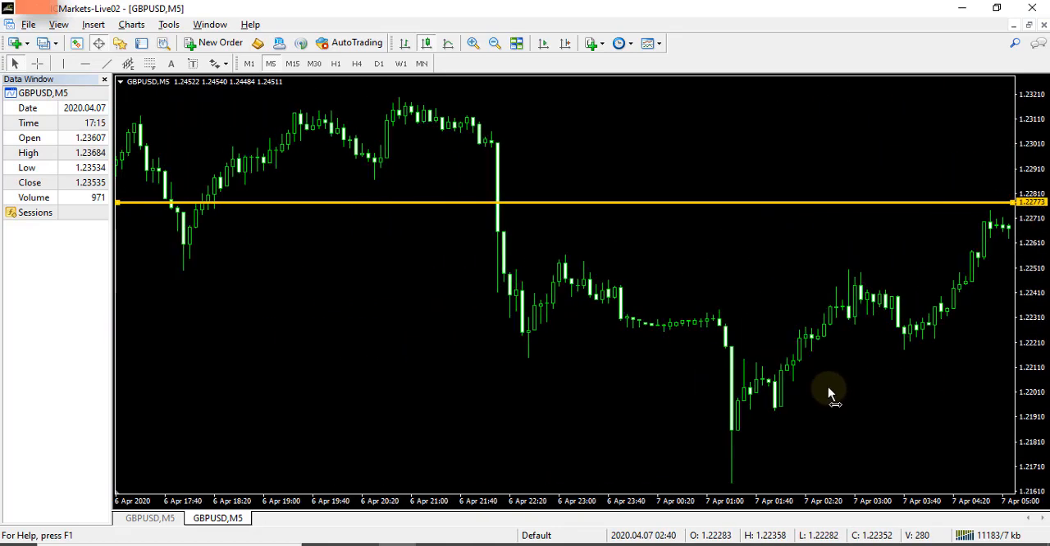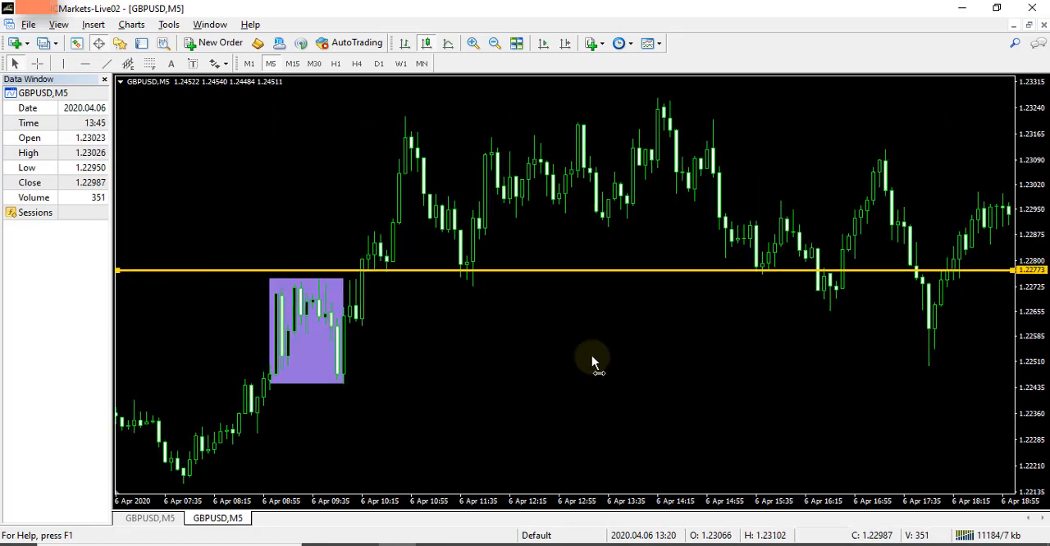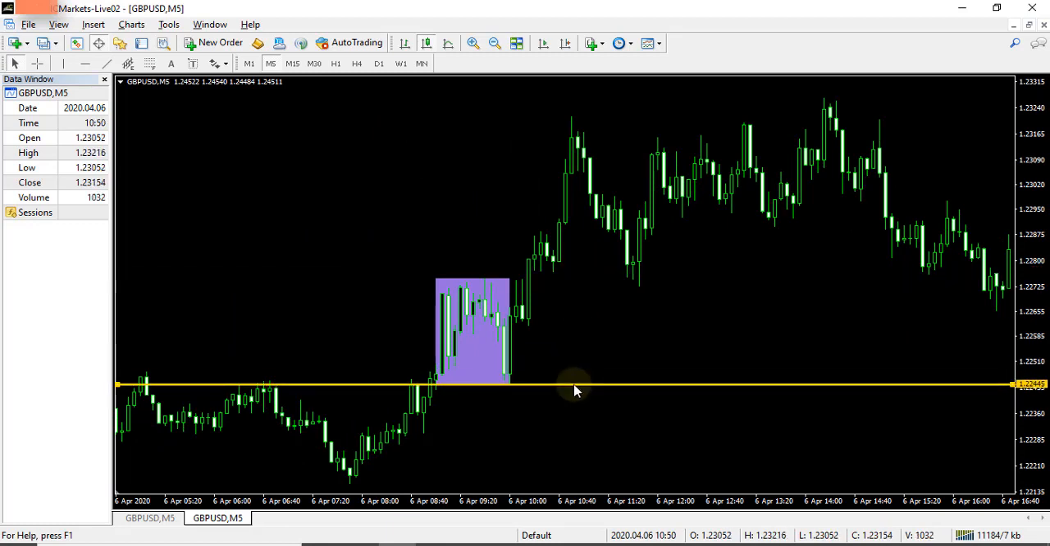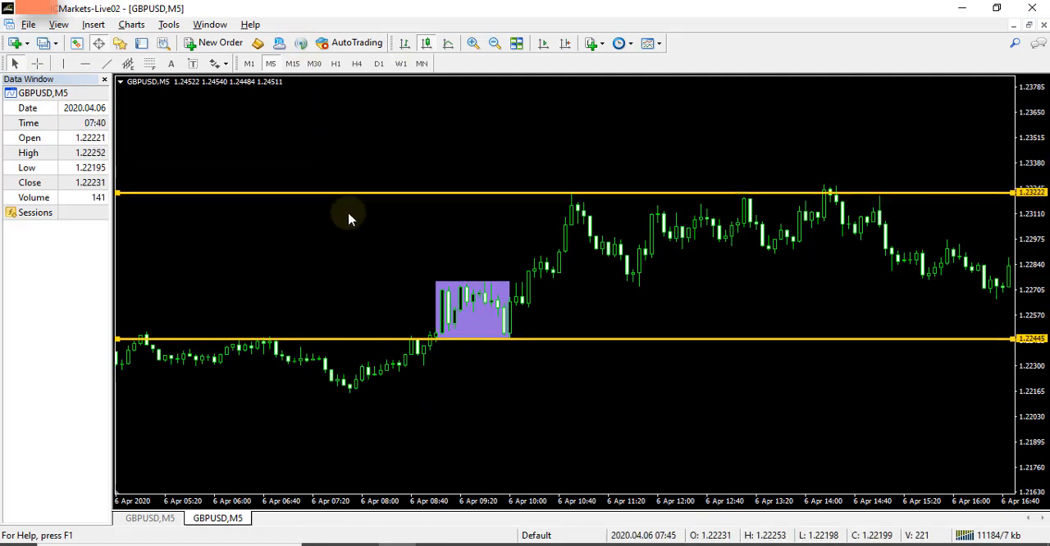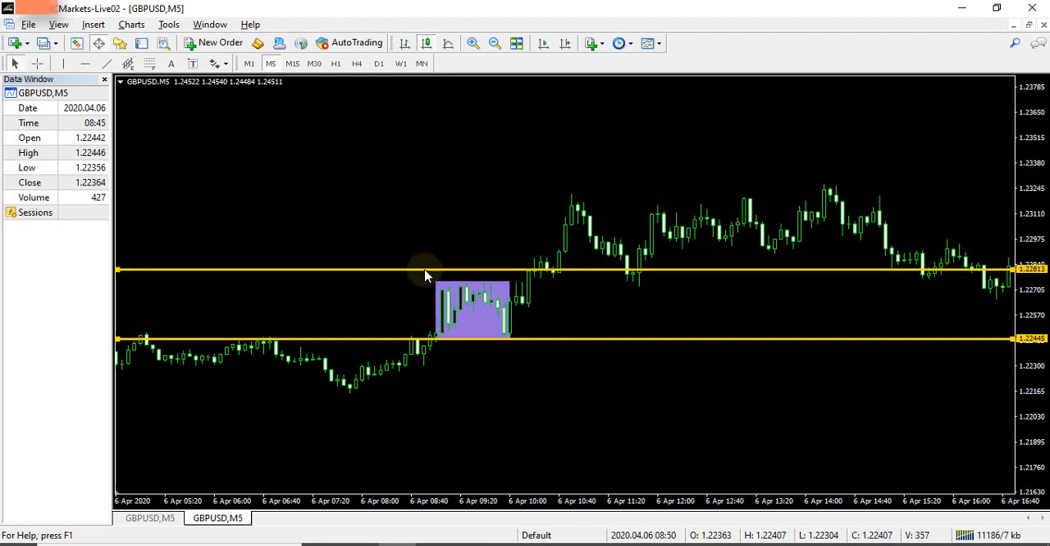Okay, let's go to the following day, which is the 6th of April this time, right? So we're not cherry picking, we're just going day after day after day. So where's the other one? Yeah, this is the other line. So here we are. This is the first candle that closes outside of the box, right? So this is our buy line there.